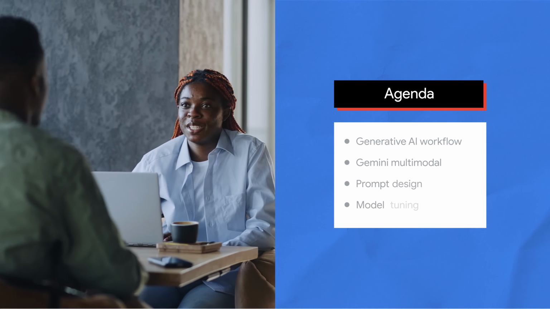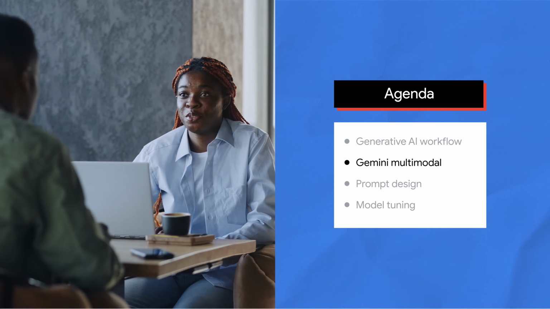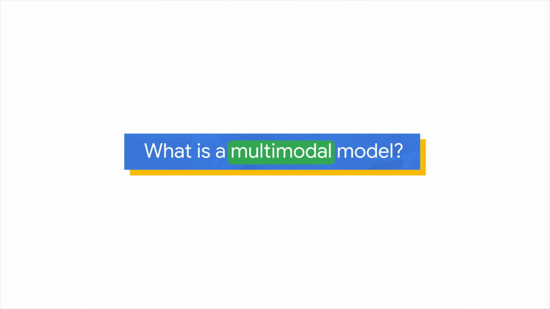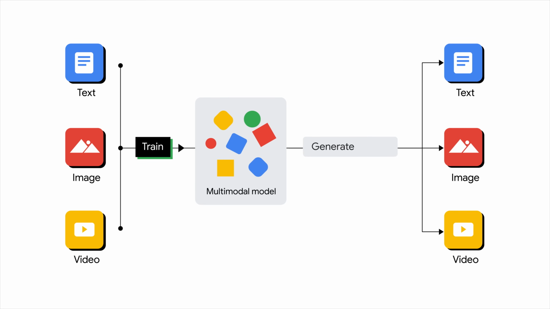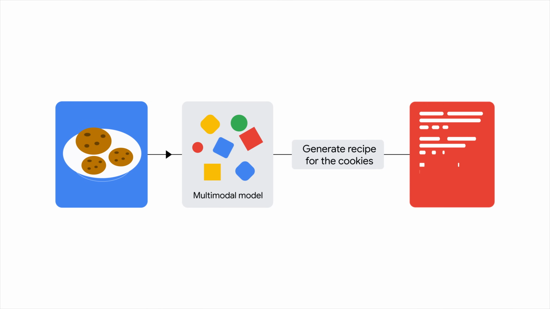Let's first explore Gemini Multimodal, Google's most capable and general model yet. So what is a multimodal model? It's a large foundation model that is capable of processing information from multiple modalities, including text, image, and video. The generated content can also be in multiple modalities. For example, you can send the model a photo of a plate of cookies and ask it to give you a recipe for those cookies.